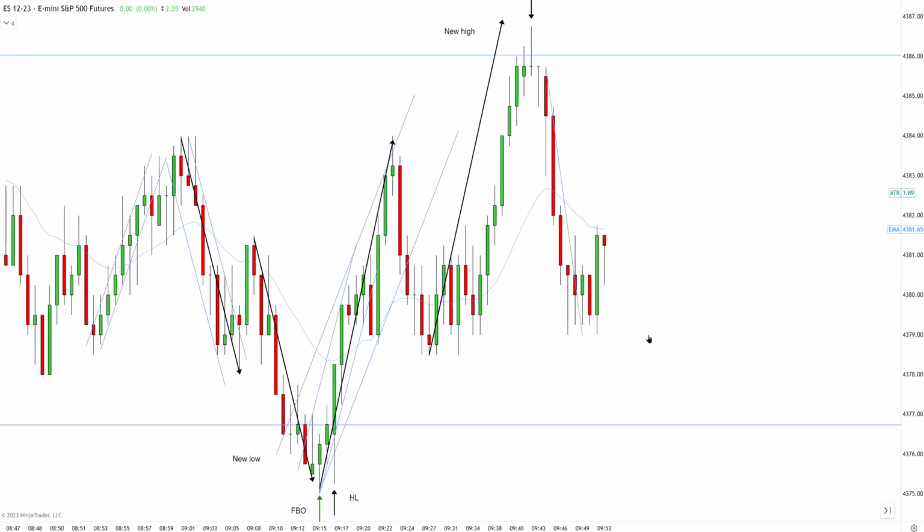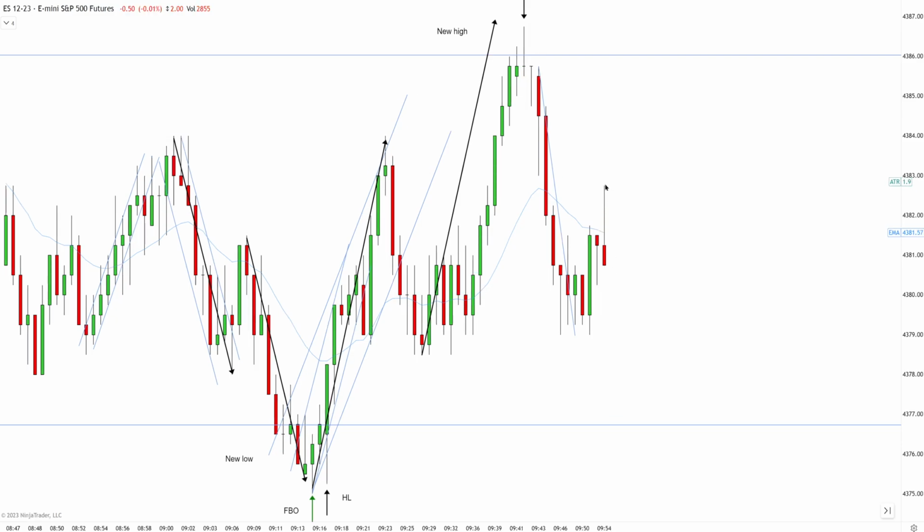You have a micro double bottom, which resets the count. Now we have a failed second entry long, new high, first entry long, second entry long failure. What do you think? Can we take it? Not really, because we have pushed so far down.